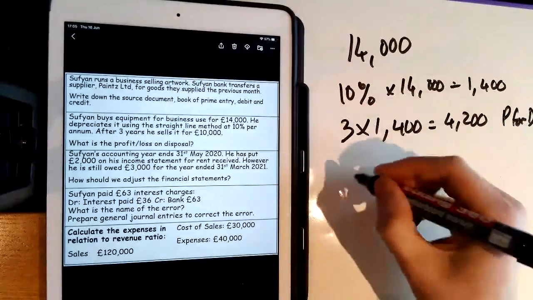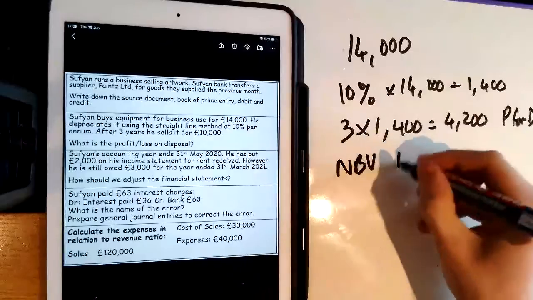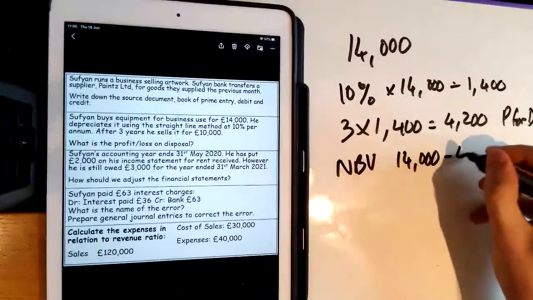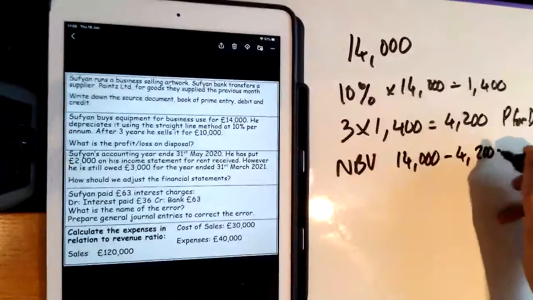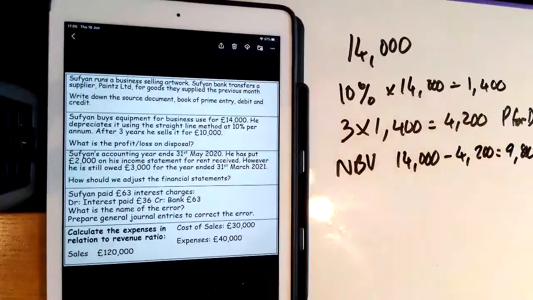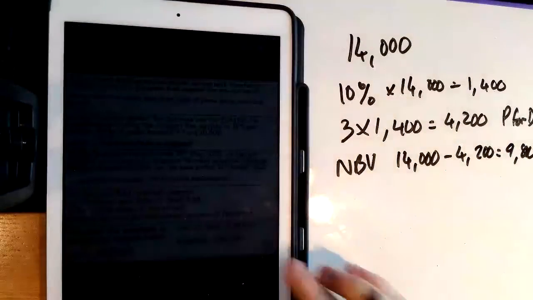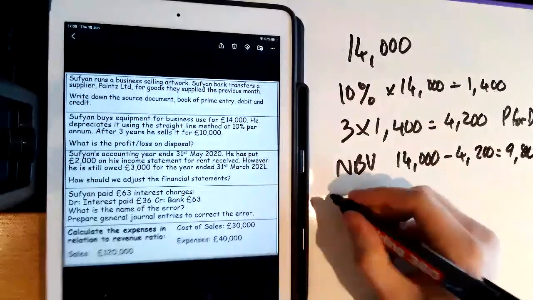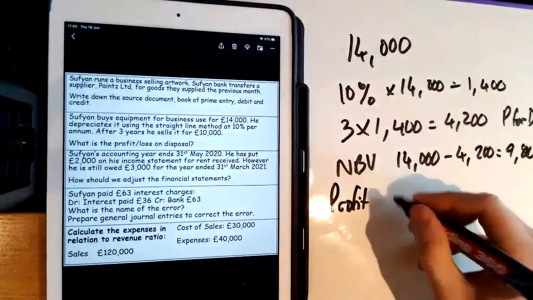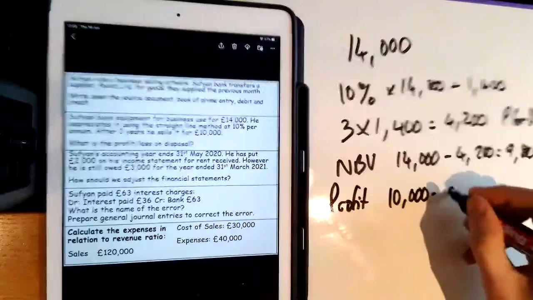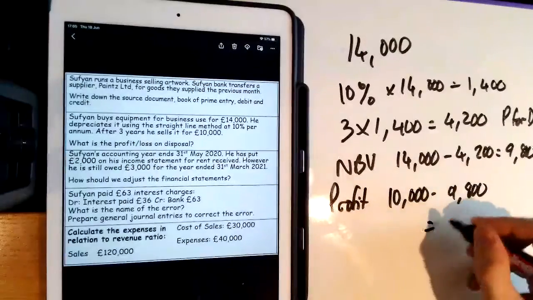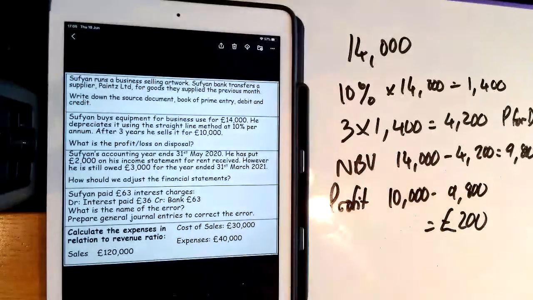And we need the net book value. So we take that away from the cost, which gives me 9,800. And we sell it for 10,000, so we're getting a bit more money than it's worth. So it's a profit, and the difference from 10,000 to 9,800 is £200. So a profit of £200.